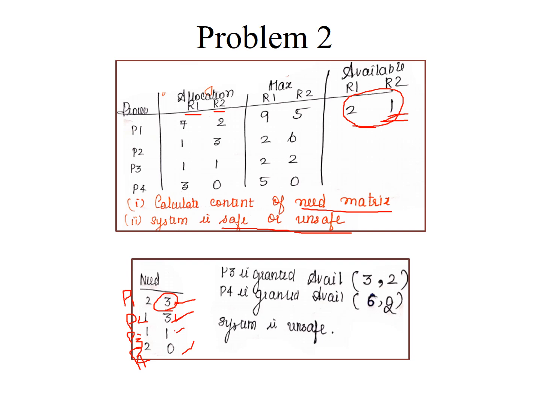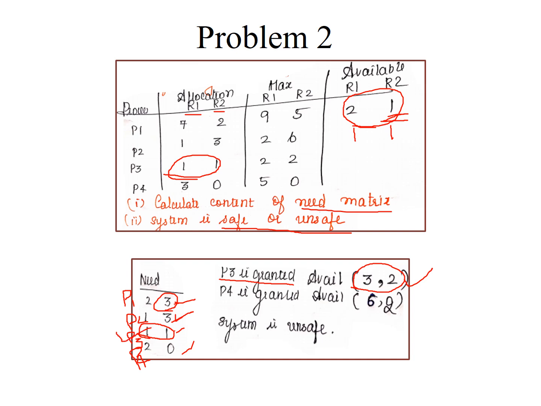Yes, P3 needs 1, 1. In the available, we have 2, 1. So P3 will be granted. And P3's allocation is 1, 1. So to the availability 2, 1, when we are adding 1, 1, it becomes 3, 2. This is the updated availability now. We have to proceed with this availability. So P3 is completed, done.